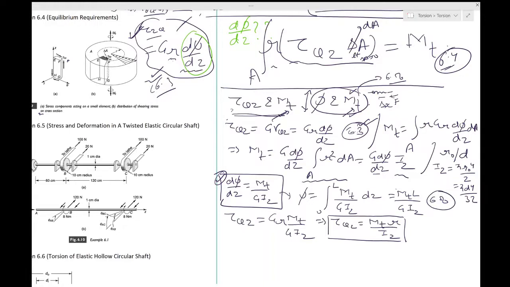Okay, and so we'll analyze this result. This is 6.9 now. So we have considered the problem of twisting of a circular shaft and obtained relation 6.8, which is over here, between the applied twisting moment and the resulting angle of twist, and relation 6.9 between the twisting moment and the resulting stress distribution.